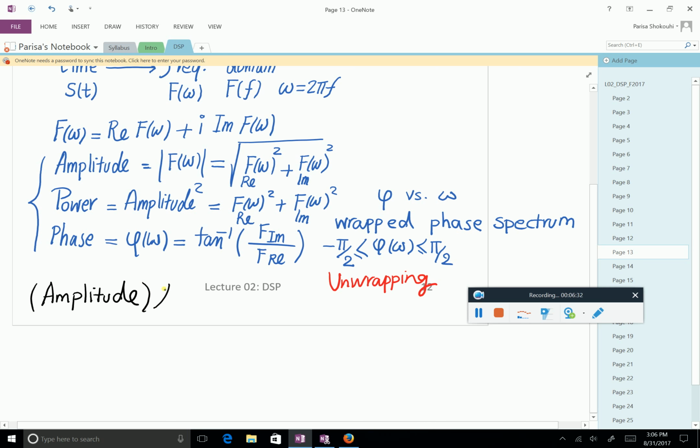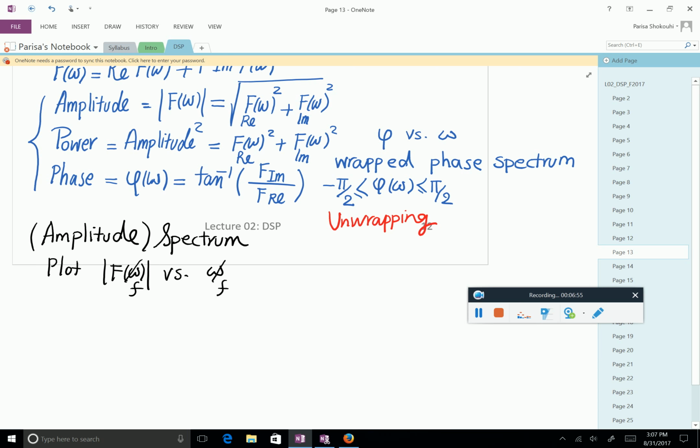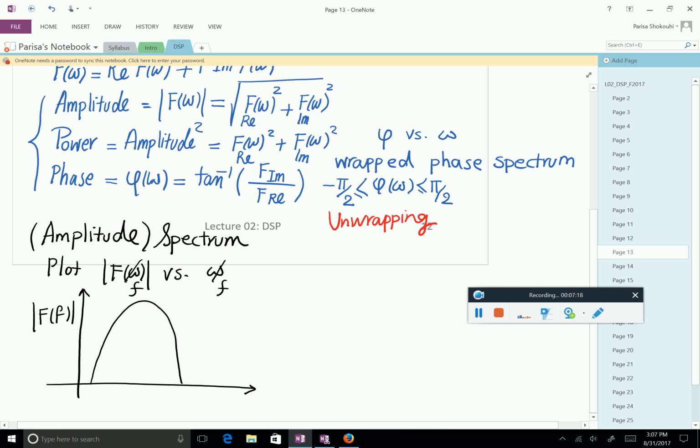So I put it in parentheses, which is nothing else but just the plot of the absolute value of the Fourier transform versus omega. Most of the time in our applications, we actually plot it versus frequency. And I want to tell you a couple of important things about that. If we plot the spectrum, which means that, if you go back to the previous example, if you plot the function that we got at the end, the amplitude versus frequency, you are going to get something like that.